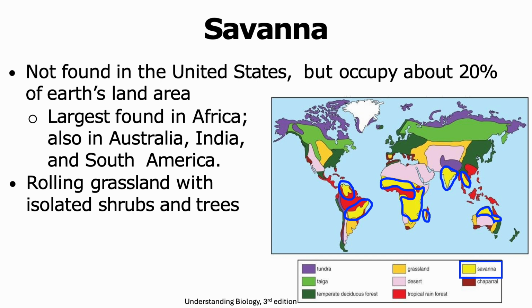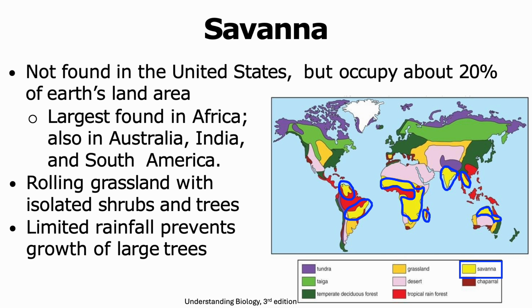Savannas can be considered as rolling grasslands which have isolated shrubs and trees. They tend to have limited rainfall and hence we don't see very large trees. The temperature in the savanna fluctuates from 20 to 40 degrees Celsius in a year.